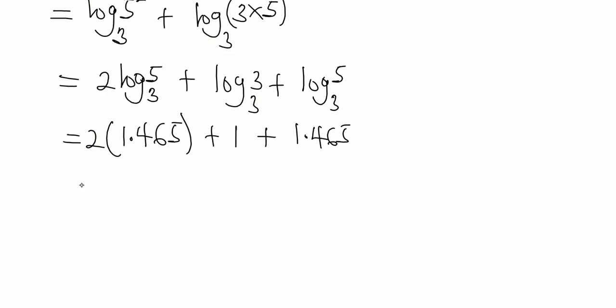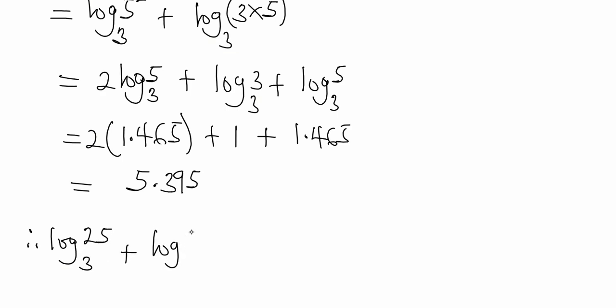And when we sum whatever we have here, at the end we are going to have our final solution as 5.395, and that becomes the solution. So it implies that the logarithm of 25 base 3 plus the logarithm of 15 base 3 is equal to 5.395, and it becomes the solution to this question. Now let's check out the next example in this set of video.